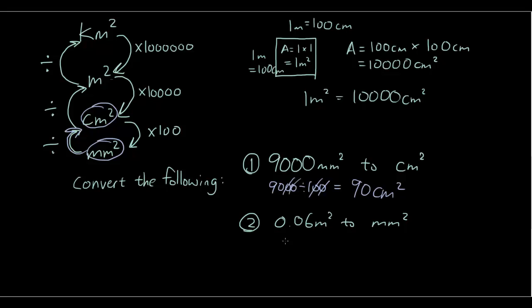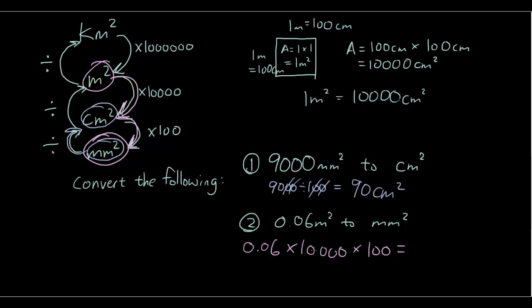Now let's do 0.06 meters squared. So we're starting off at meters squared to millimeters squared. So we're going down here. So we're going down 2 rungs on our ladder. So therefore we're gonna times by 10,000 and then times by 100.